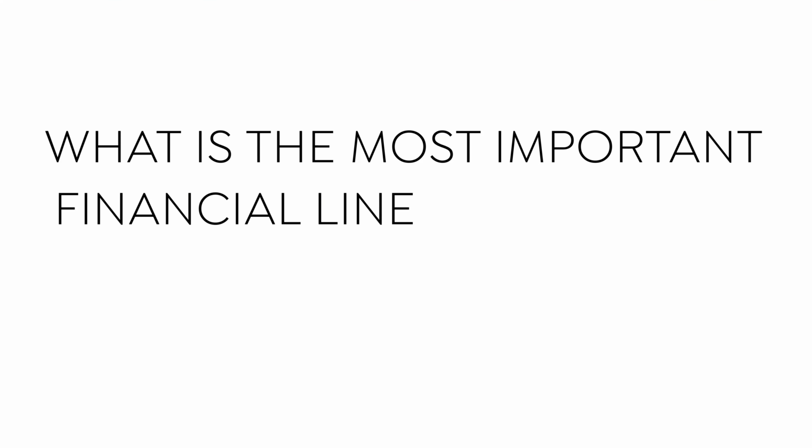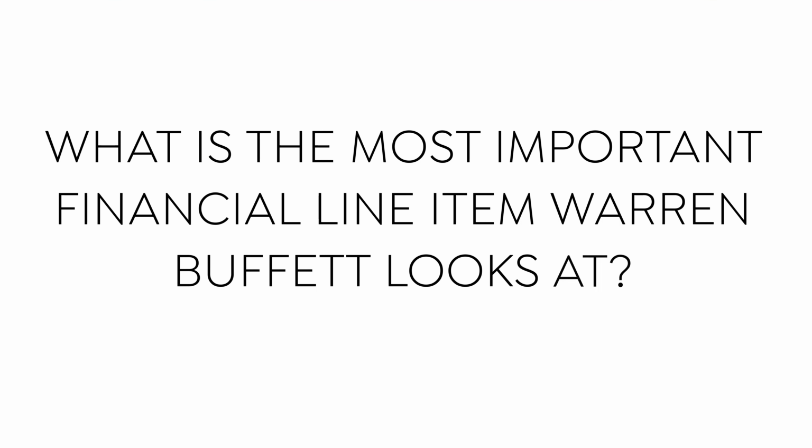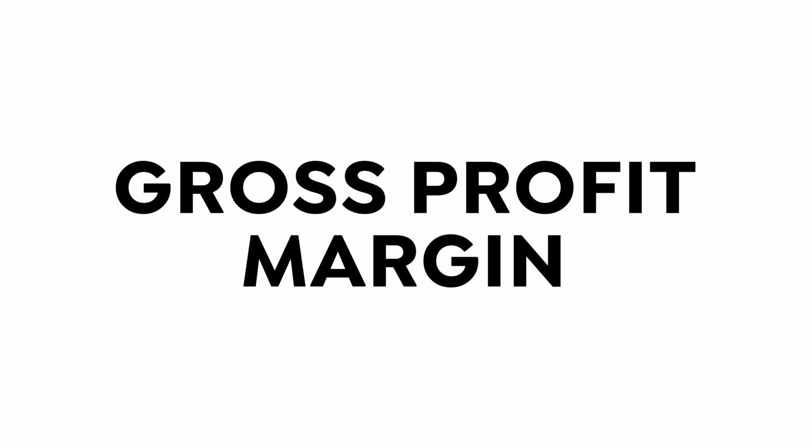What is the most important financial line item that Warren Buffett, arguably the world's greatest investor, looks at when analyzing any income statement? It's the gross profit margin. Warren spends the majority of his time analyzing the gross profit margin of any company he intends to invest in, because that figure, more than any other, gives him the best indication of the company's ability to prosper long term.